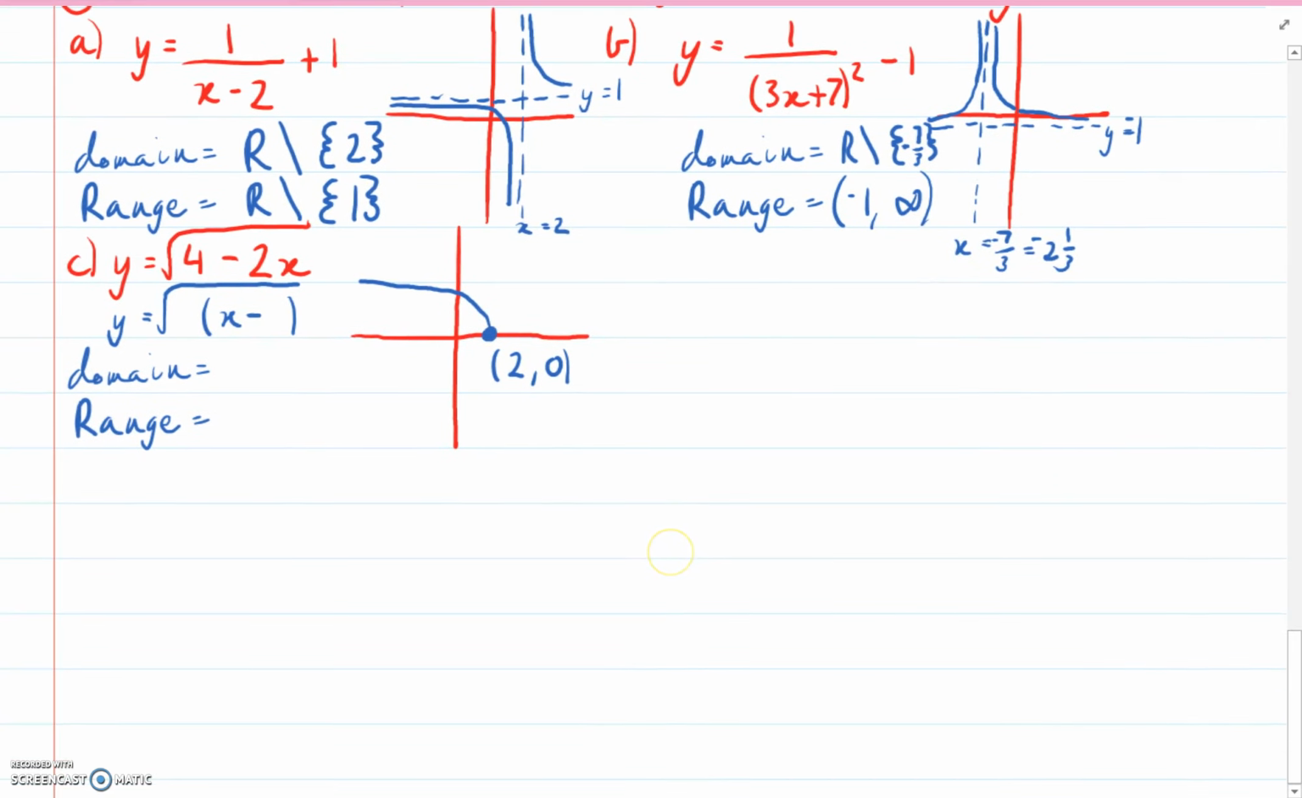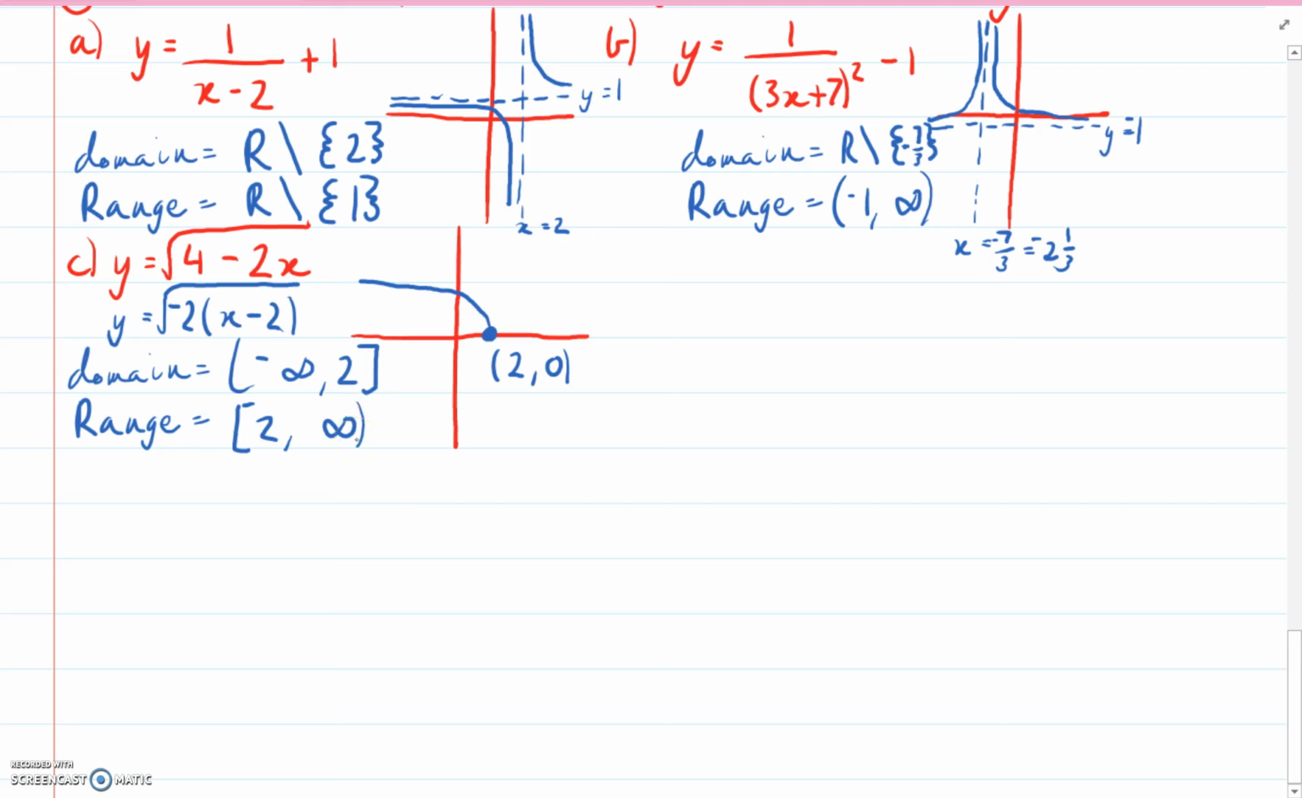One more. Be careful with these ones. We've got y equals the square root of 4 minus 2x. I think the best way to deal with these is always factorize out any common factors there, and so I can rewrite this as x minus 2. And the domain for this one would be curved bracket negative infinity to 2 with the square bracket, and the range would be square bracket 2 to positive infinity, and a curved bracket for infinity.